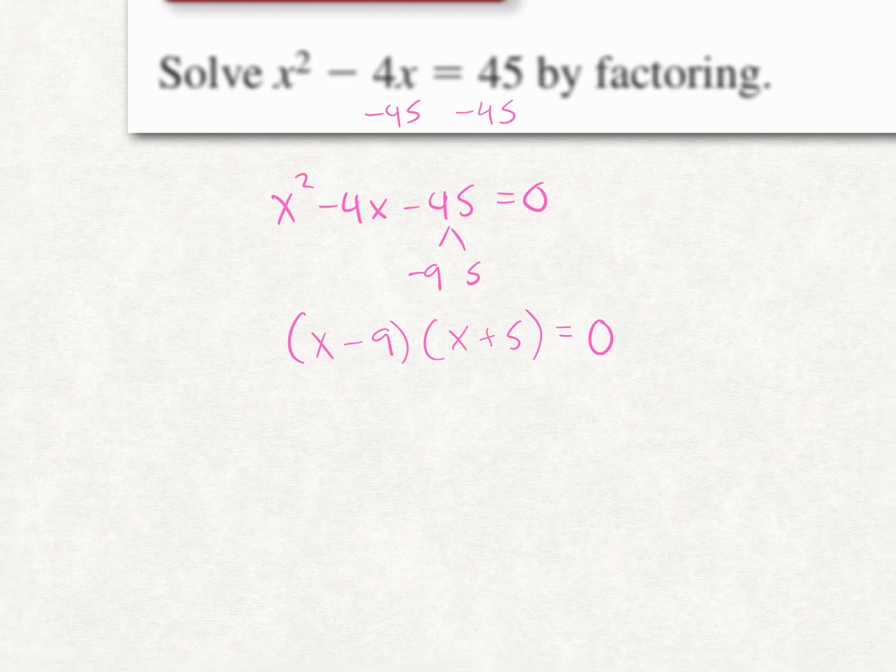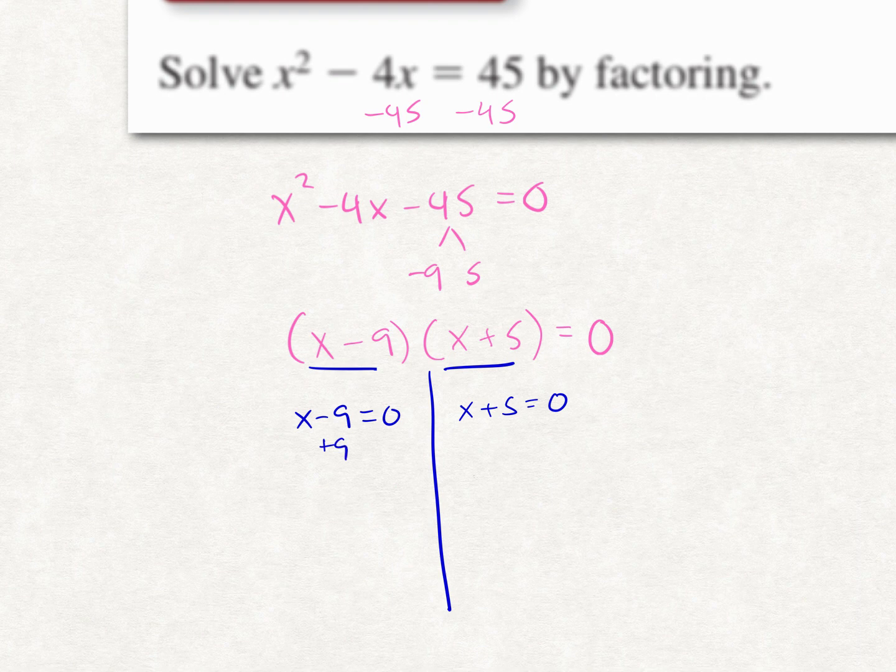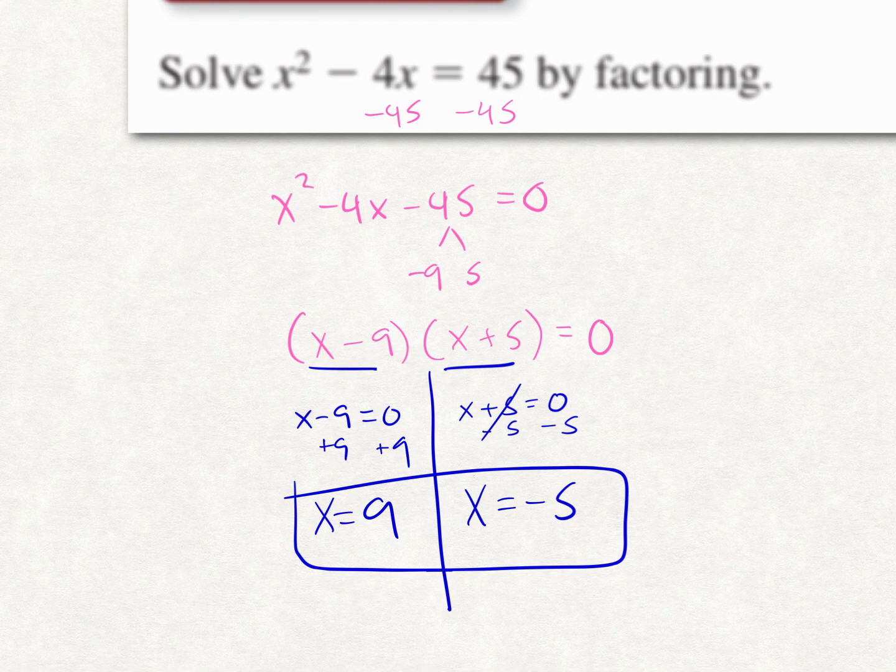And then the last step is to set each parentheses equal to 0 and make them their own equation. So I have x minus 9 is equal to 0 and x plus 5 is equal to 0. And I solve for x in each of them. So now these are 2 separate equations. We just solve for x. So add 9 to both sides. x is equal to 9. And then my second equation, I'm going to subtract 5 on both sides. So x is equal to negative 5. These are my 2 answers.